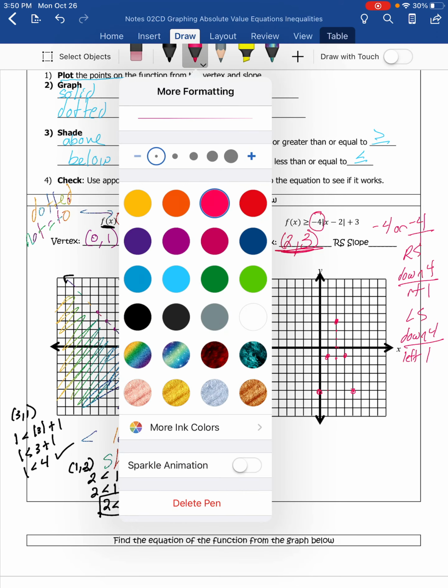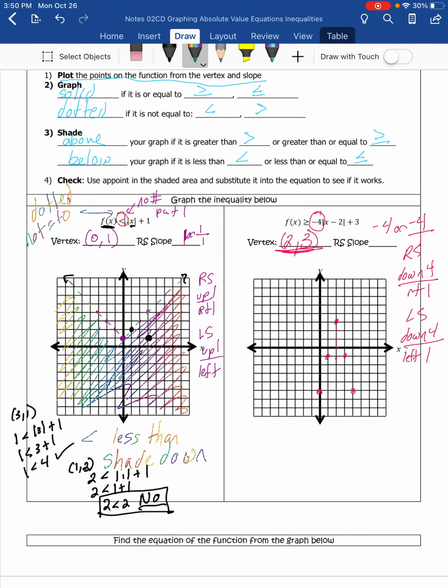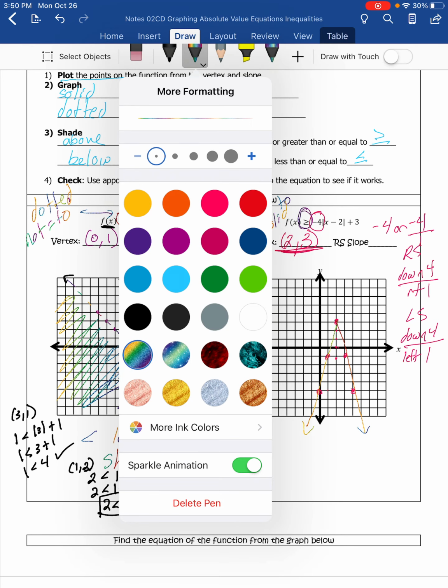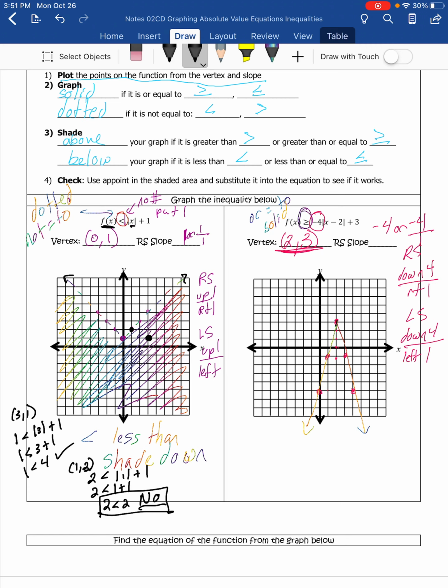Now I go back up to the top. Sparkly pen time. This right here, because it's or equal to, my line is going to be solid. So I have a solid line here. I don't think the sparkly pen does a really good job of making the line solid, so let's just go through and do this. There we go. We have our solid line.